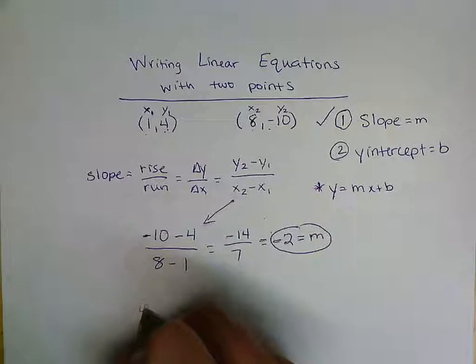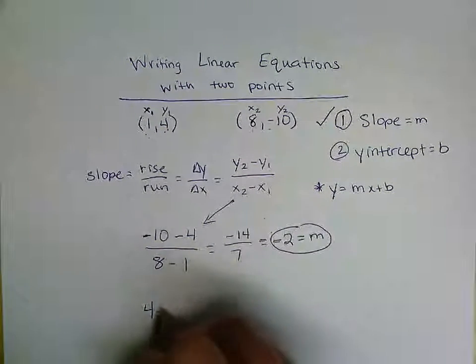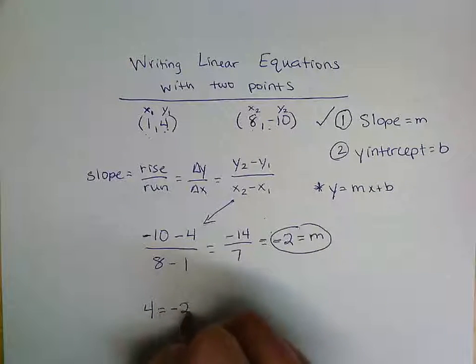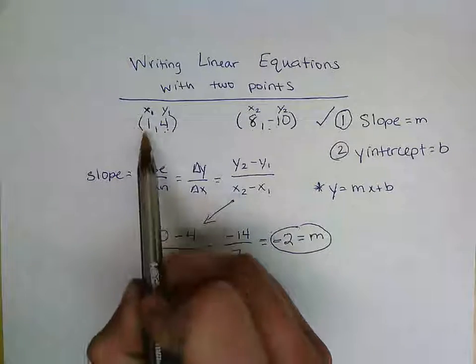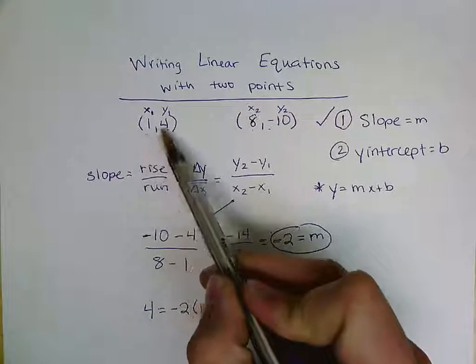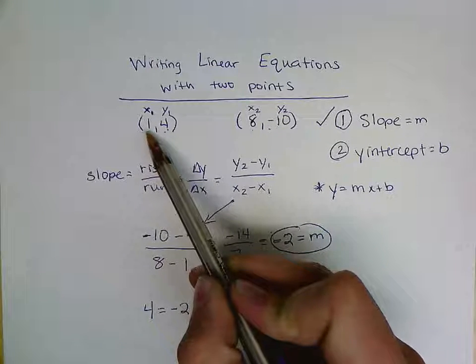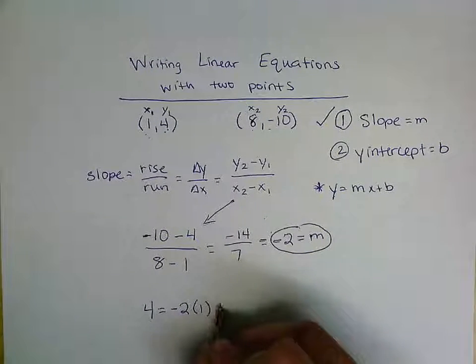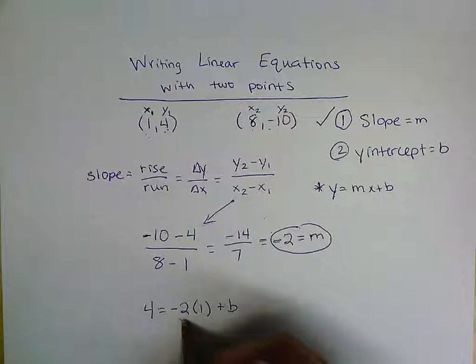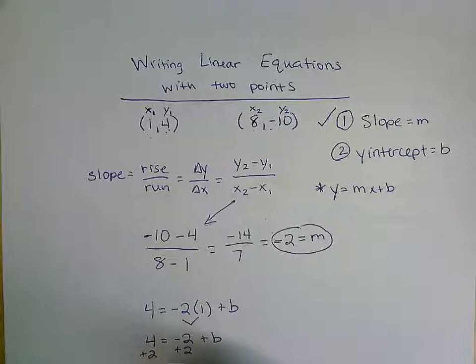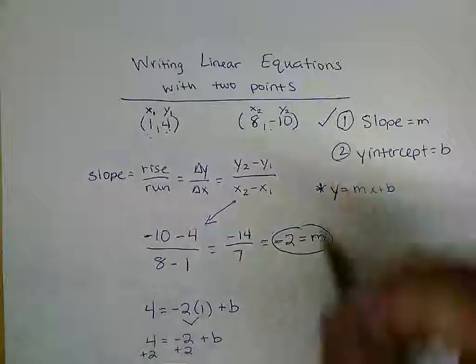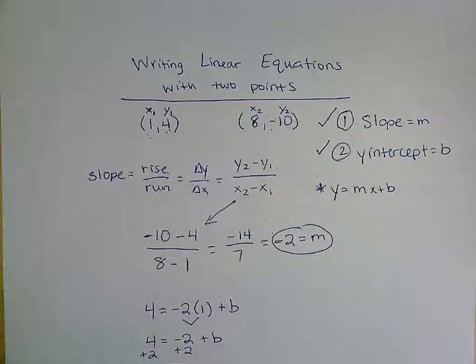I know that y can be 4, and that's equal to an m of negative 2 that we solved for times 1 is the x. Now it's important we keep in mind if I'm using this y, I have to use this x. And then we still have a plus b. I can simplify this to get 4 equals negative 2 plus b, and then I can add 2 to both sides in order to get b by itself. When I do that, I end up with b equals 6. So now I have the second thing I need to write my equation.